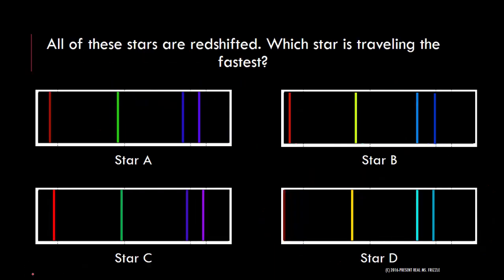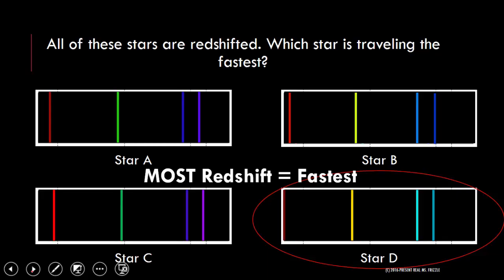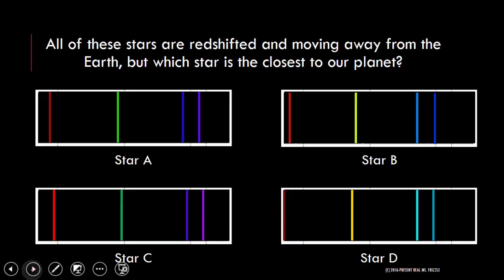So all of these are red shifted. Which one would you say here is traveling the fastest? Woohoo! Most shift means it's going the fastest. This one shifted so far that the red is like right on the edge of our spectroscope lines.